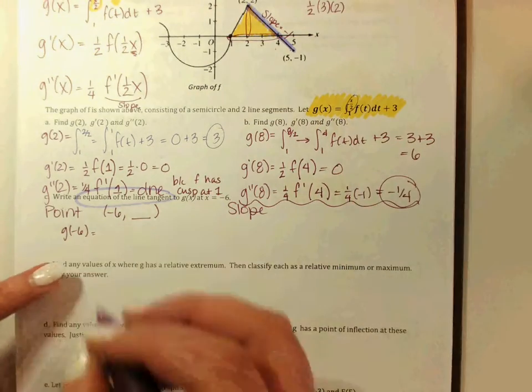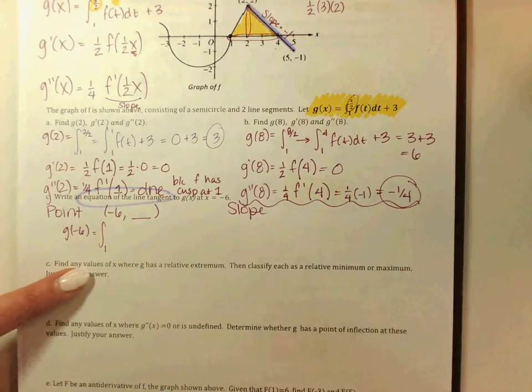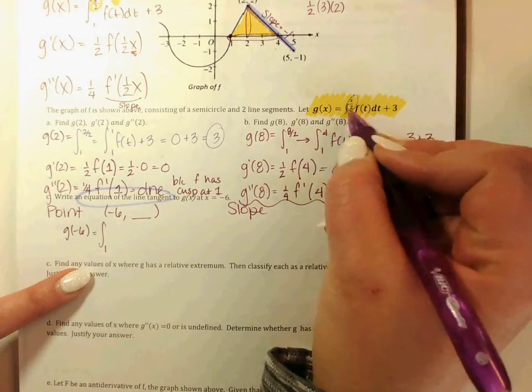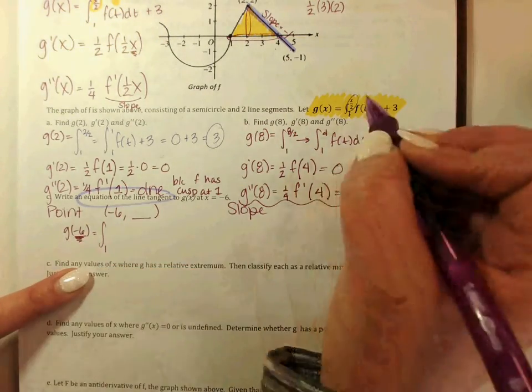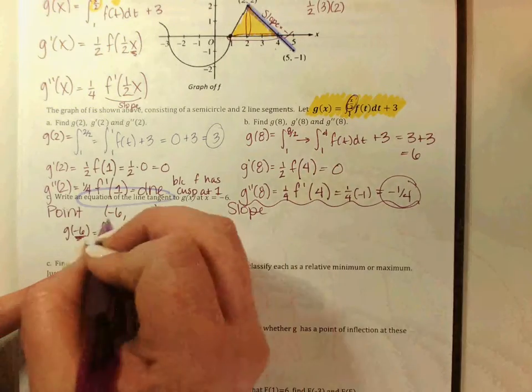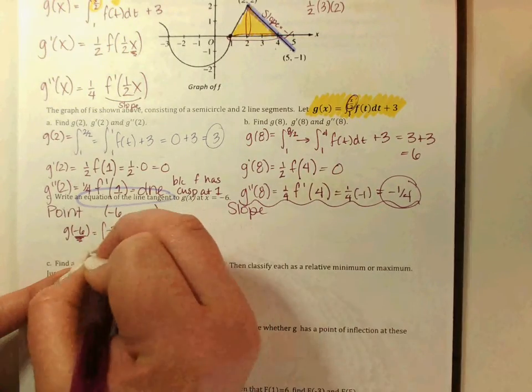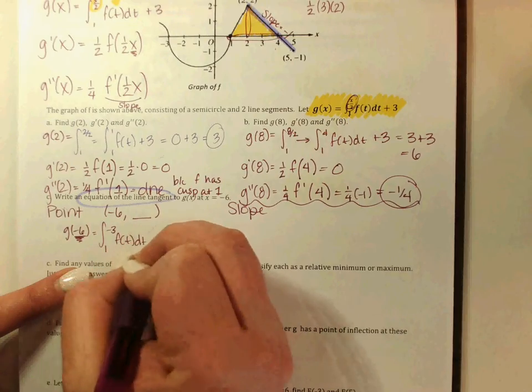So where will my integral go to? From 1 to where? -3. Because when I plug my -6 into my x over 2, it adjusts it to be a -3. f of t dt plus 3.